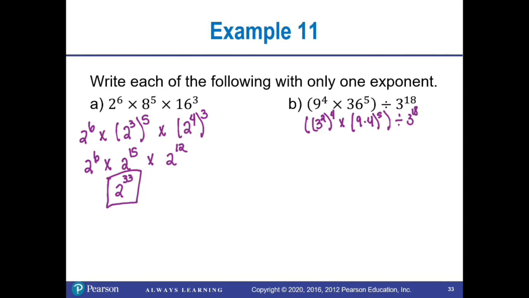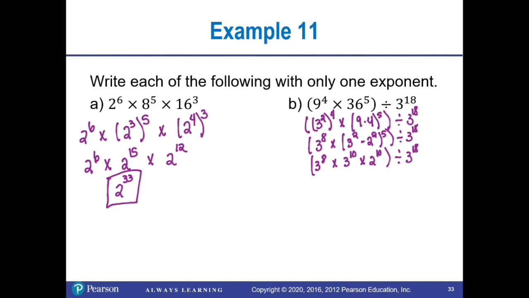A power to a power we multiply, so 2 times 4 gives us 3 to the 8th. 9 I can rewrite as 3 squared, and 4 I can rewrite as 2 squared. Again, don't forget about the rest of your expression. Bring down the 3 to the 8th. Power to a power we multiply. So 2 times 5 gives me 3 to the 10th power. Then I have a power of 2 times 5. 2 times 5 is 10, so we have 2 to the 10th power. And bring down the rest of your expression.